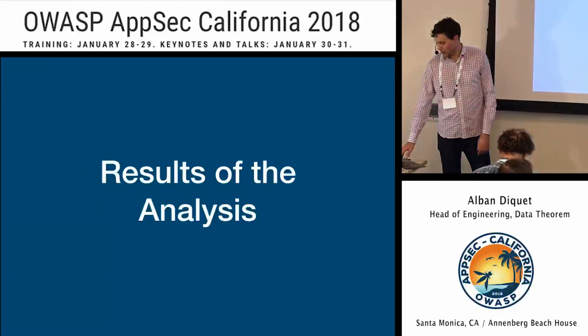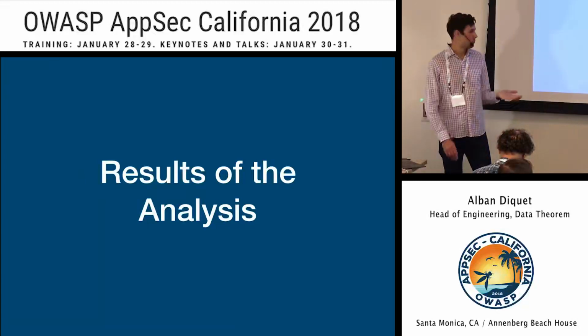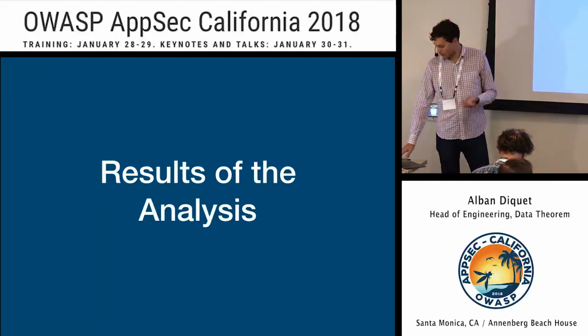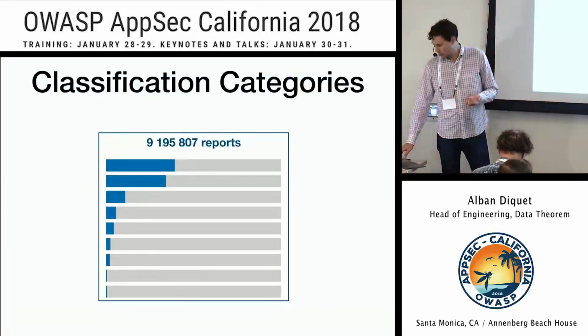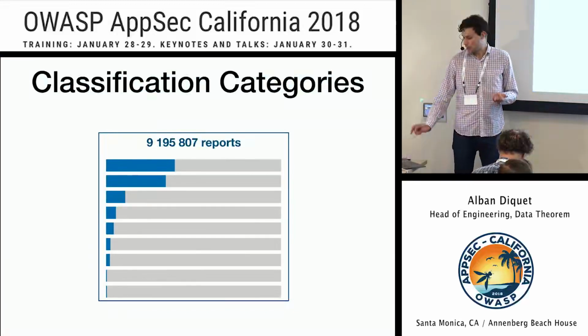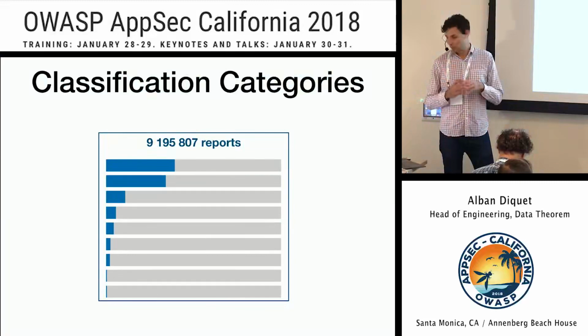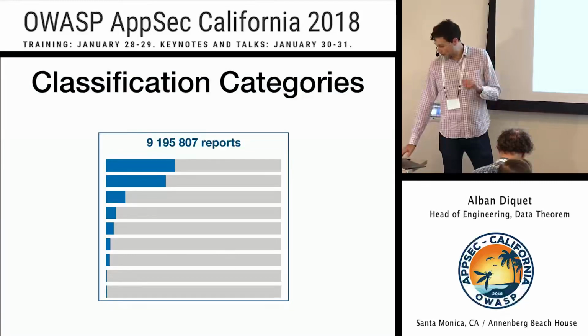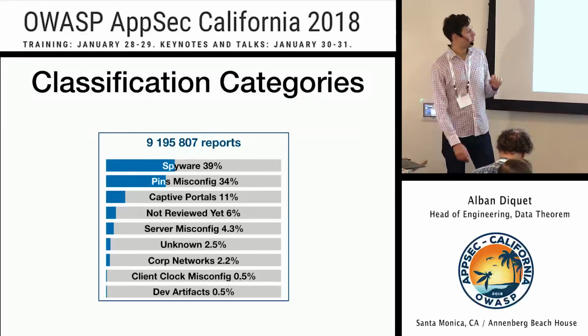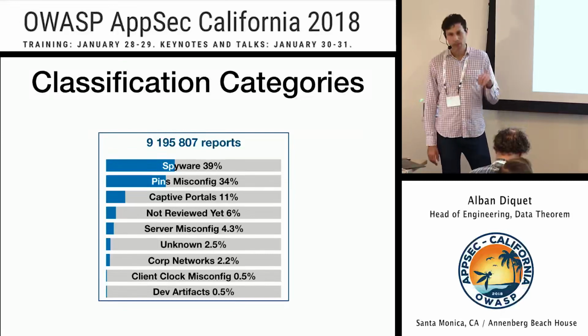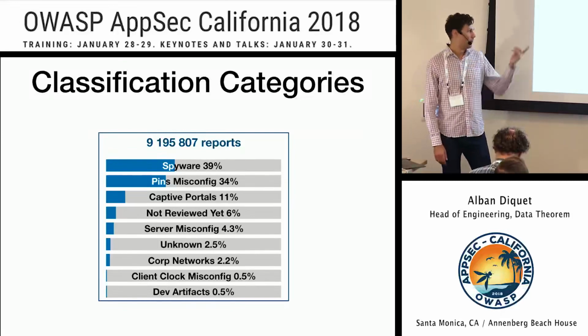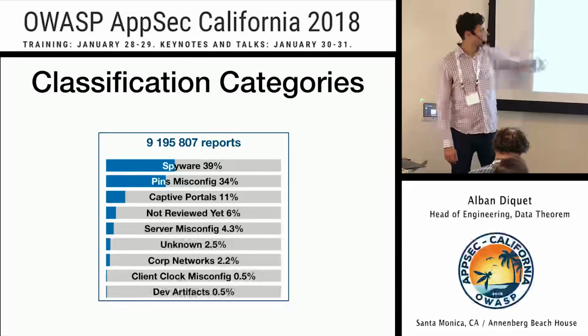So that's how we analyze the data. Now, of course, what did we find? That's probably why everyone is here. As I said, we've analyzed about 9 million reports, and we've grouped them into different categories. And these are all the categories, and I'll talk about each one of them in detail. And I'll talk about this one last.